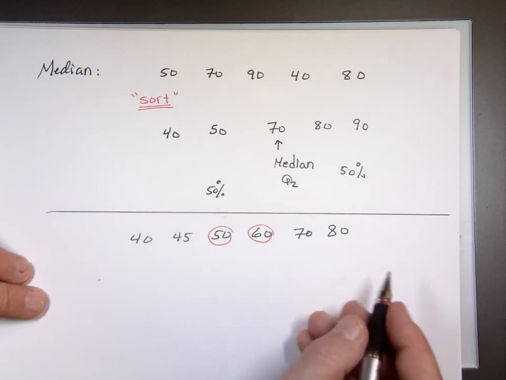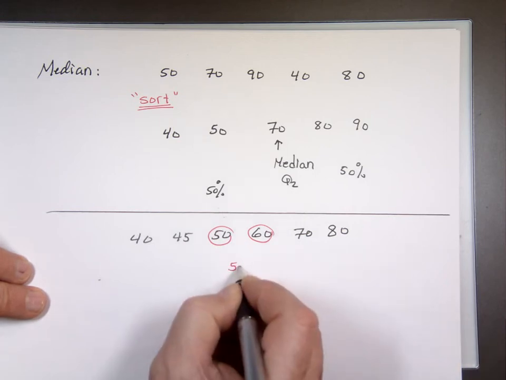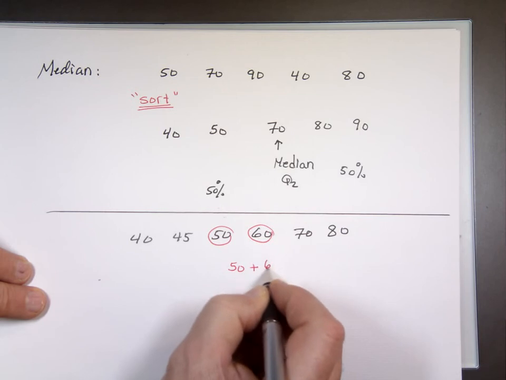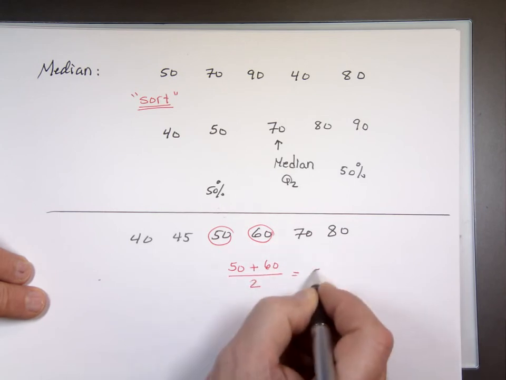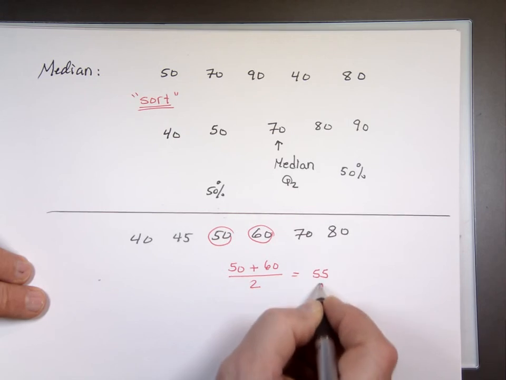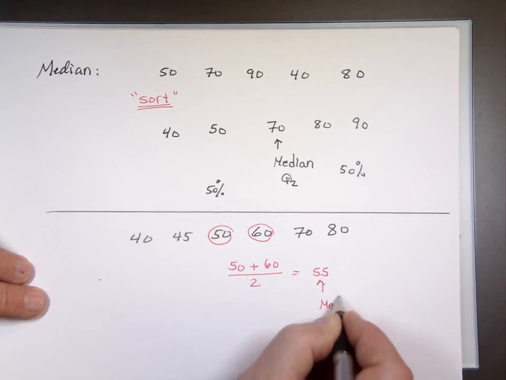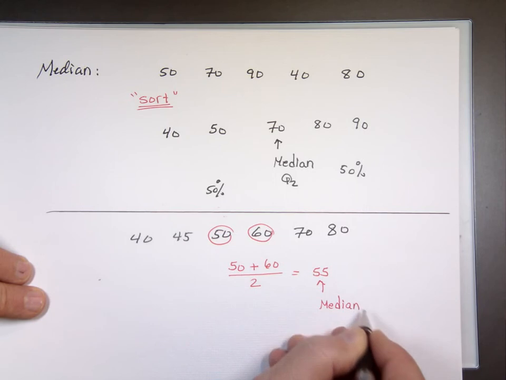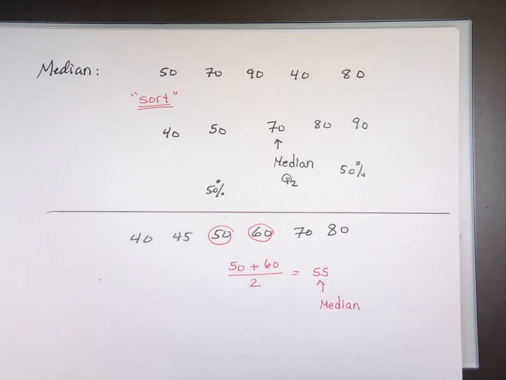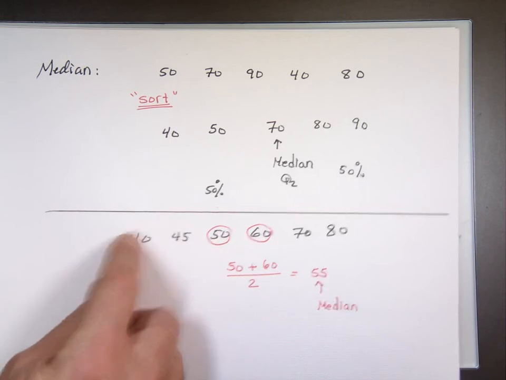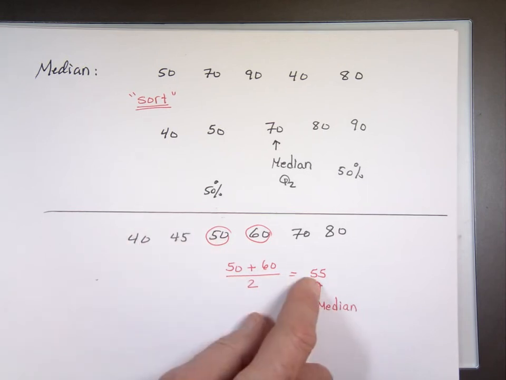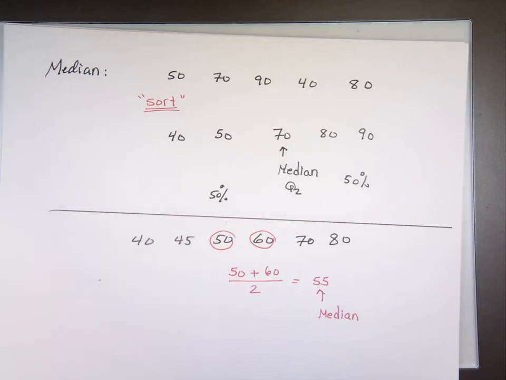You take the 50, add to it the 60, the two middle ones, add them and divide by 2, which is 55. And that's your median. That's the median. How many values less than 55? 3. How many values more than 55? 3. It cuts the list into 50-50.